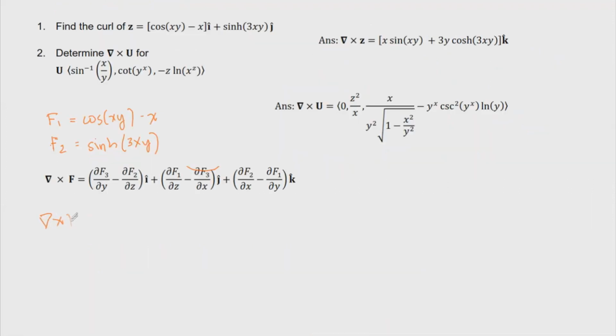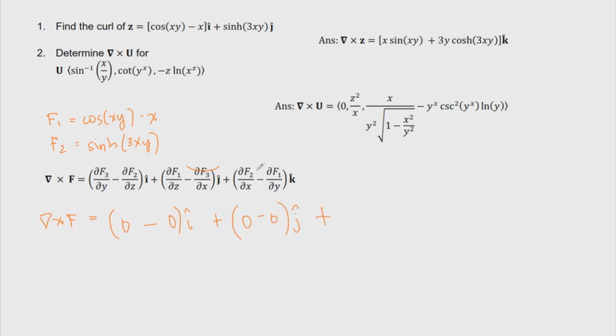The curl of the function f is equal to partial of f3 with respect to y, but we don't have f3, so that becomes 0, and then minus the partial derivative of f2 with respect to z is actually 0, so that becomes 0i. Okay, so we're left with just 0i, and then for j, we move forward, so plus we have partial of f1 with respect to z, and that is 0, and then for partial of f3 we don't have any, so we're left with 0j.